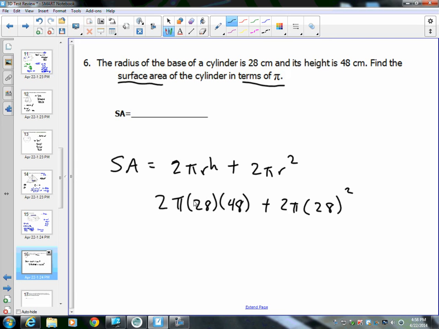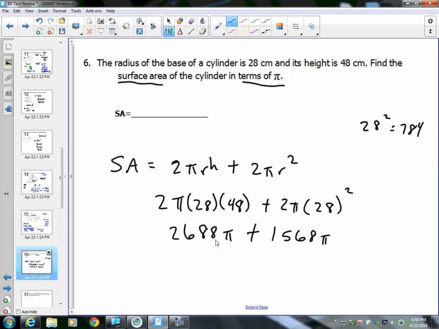So 2 times 28 times 48, and we end up getting 2,688 pi. Leave in terms of pi, meaning multiply only the numbers, not pi, plus 28 squared is 784. I'm going to write that up here. 28 squared is 784. Then we're going to multiply these two numbers, 2 and 784. So 2 times 784, and we get 1,568 pi, again leaving in terms of pi.